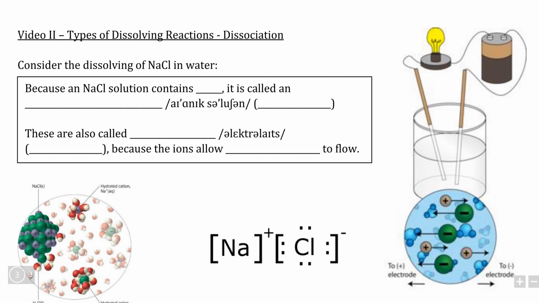In this video, we're going to learn about two different types of solutions which differ based on their ability to conduct electricity. An example of a solution that does conduct electricity is salt water. This is because the solute in salt water, NaCl, is an ionic solute.